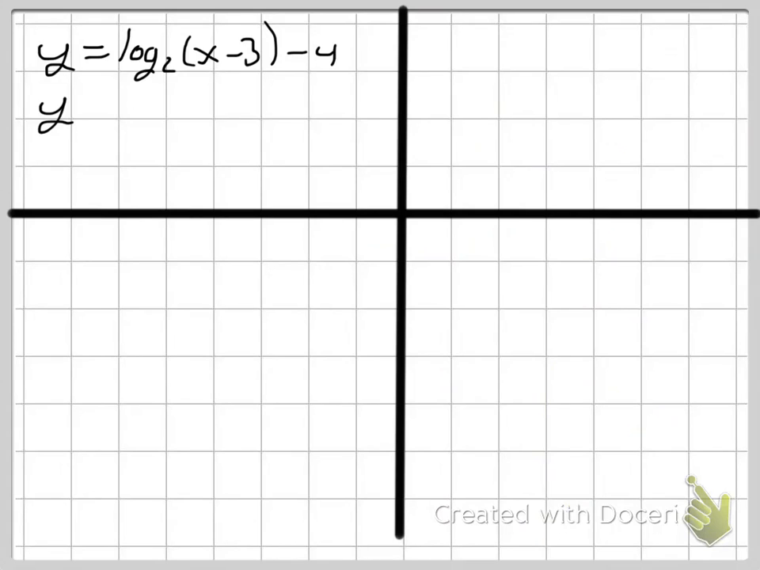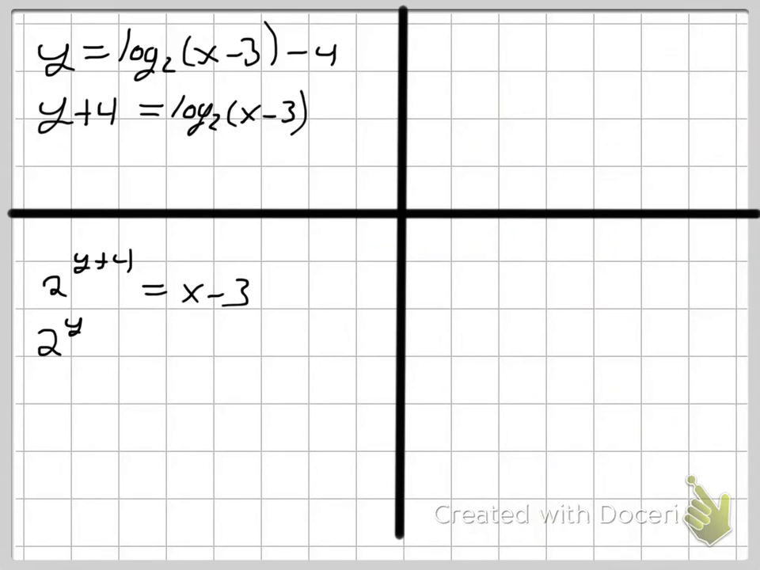All right. So in order to put it in exponential form, we have to isolate the logarithm first. We're going to add 4 to both sides. And then I'm going to use the definition of log. So the base is 2. The log is equal to its exponent. So the exponent is y plus 4, and that's going to equal x minus 3. And then to make this as easy as possible, we're going to isolate the x. Okay. And then we're going to make our table, and we're going to plug in values for y.